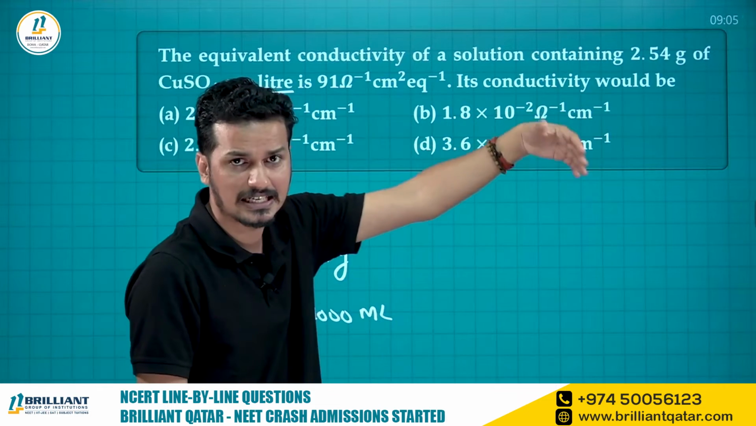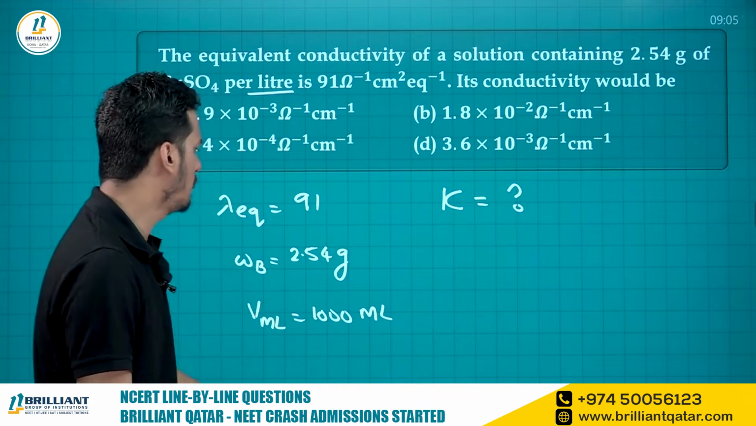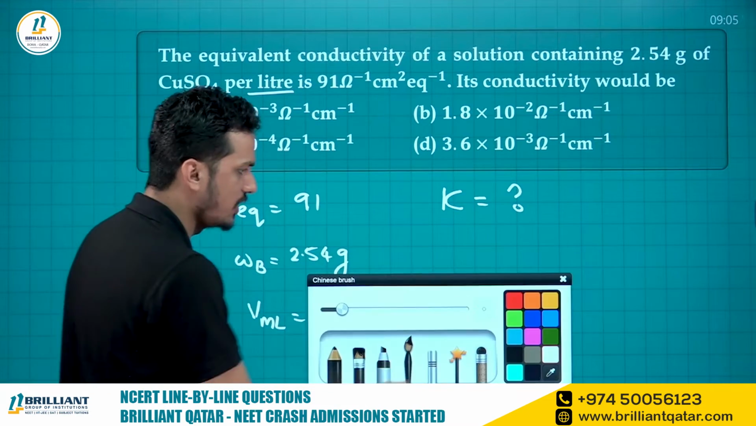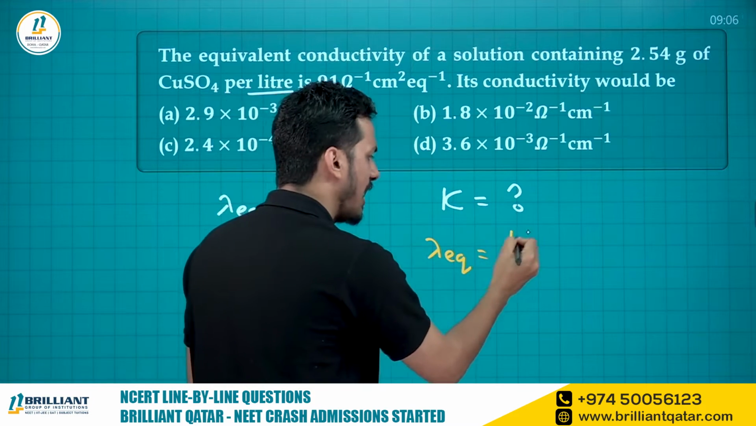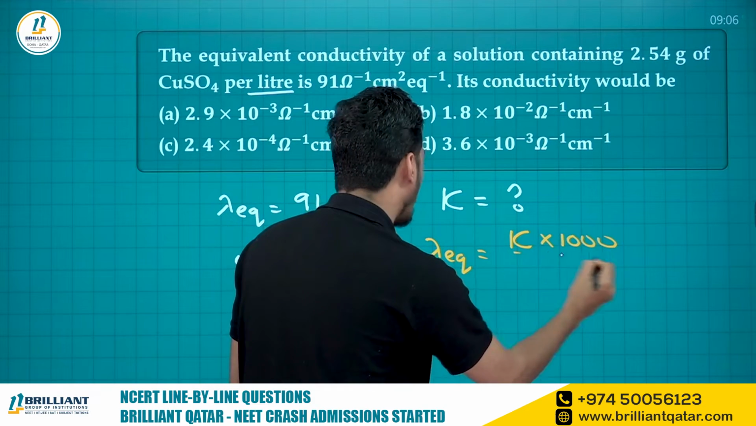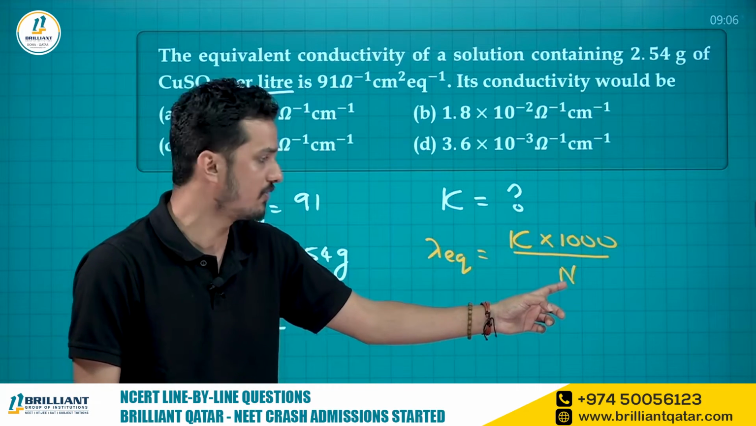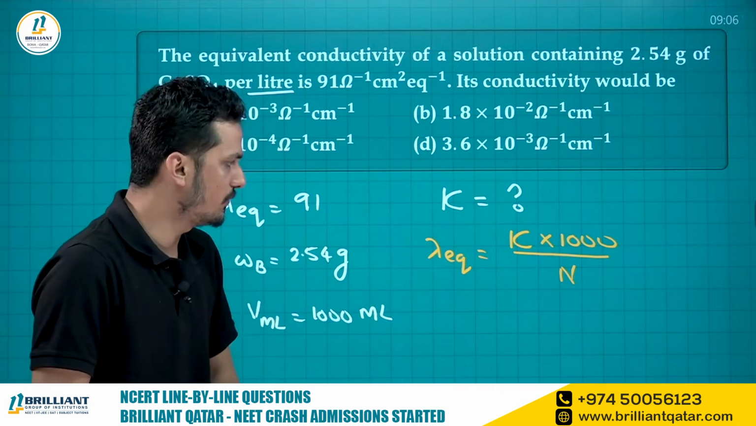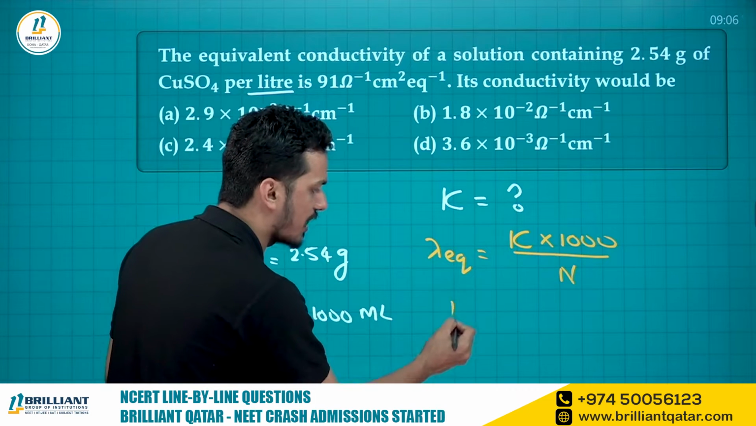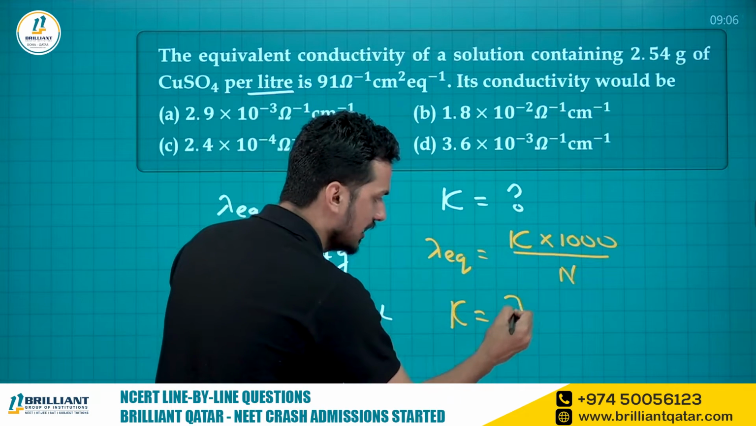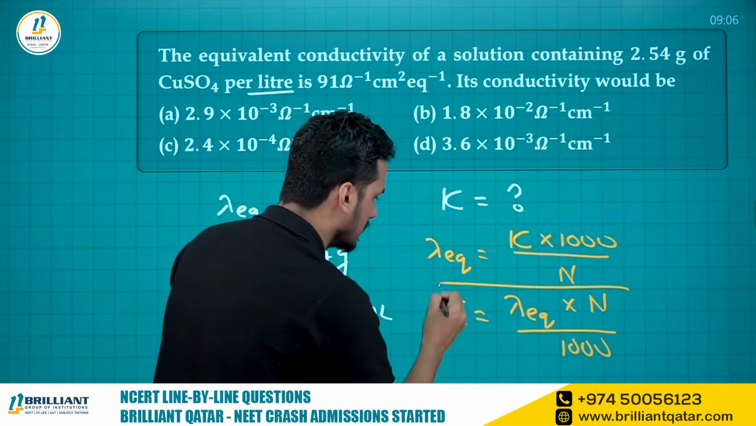Then they are asking about the conductivity, kappa. How can we relate lambda EQ and kappa? We know the formula: lambda EQ equals kappa into 1000 divided by N. If it is molar conductance, lambda m equals kappa into 1000 divided by M. Here it is normality. We have to find kappa, so kappa equals lambda EQ into N divided by 1000. This is the formula for kappa.